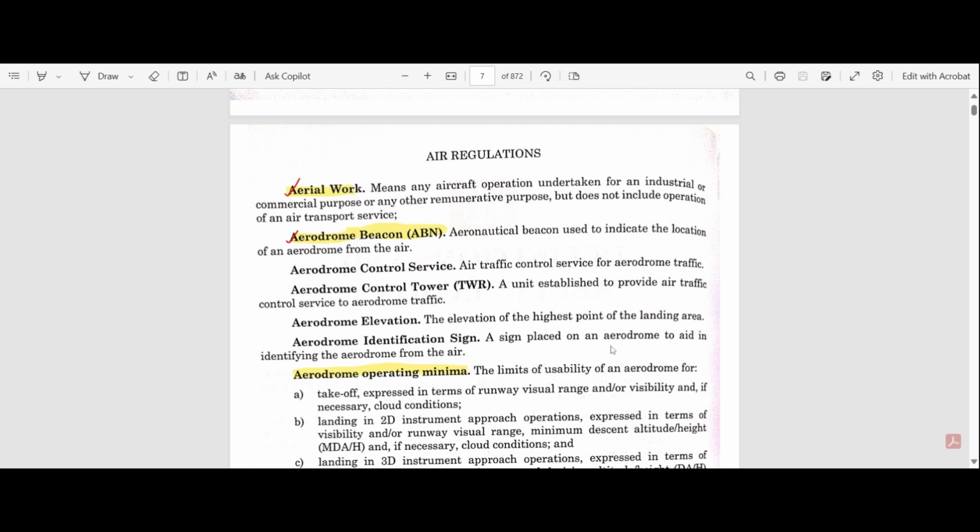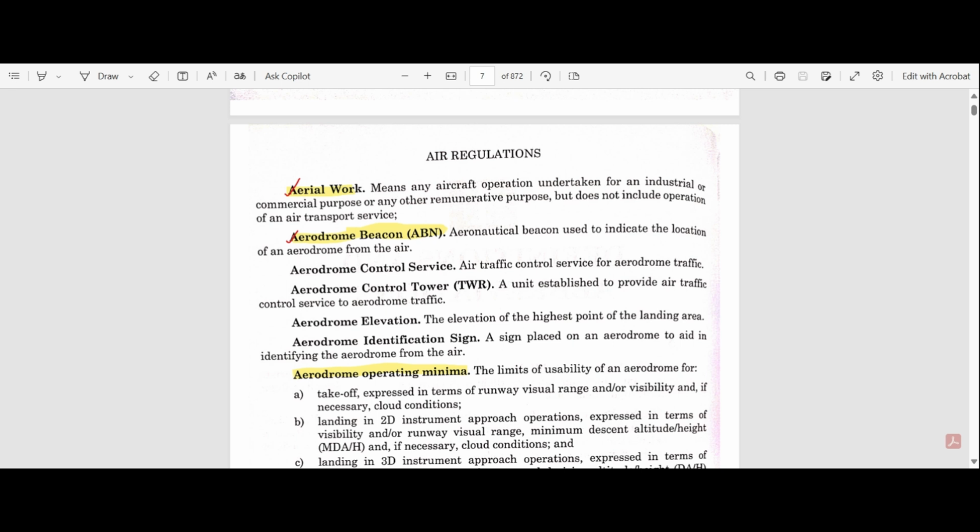The next is aerodrome beacon. It is used to indicate the location of the aerodrome from the air. Sometimes, due to some RT failure, or when we are not able to establish contact with the ATC, these aeronautical beacons help the pilot to locate the aerodromes on the ground while being in the air. The next is aerodrome operating minima. So these are basically the various limits which need to be known for the purpose of using the aerodrome.